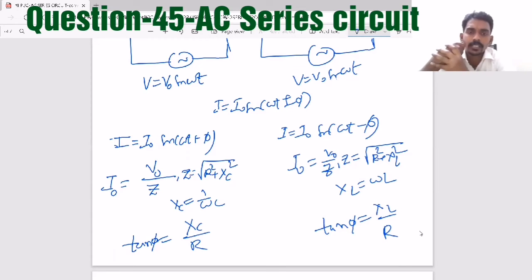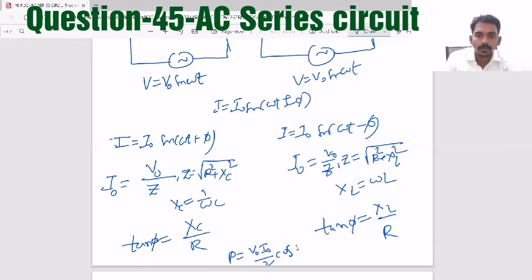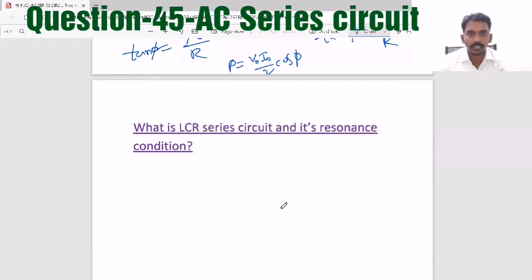So this is the general formula for the amplitude of AC current in a series circuit and the phase difference between voltage and current. And the general formula for power dissipated in any AC circuit, as we saw last time, is P equal to V naught I naught by 2 times cos phi, where phi is the phase difference. If you know the tan phi value, you can find the cos phi value using the Pythagoras theorem.